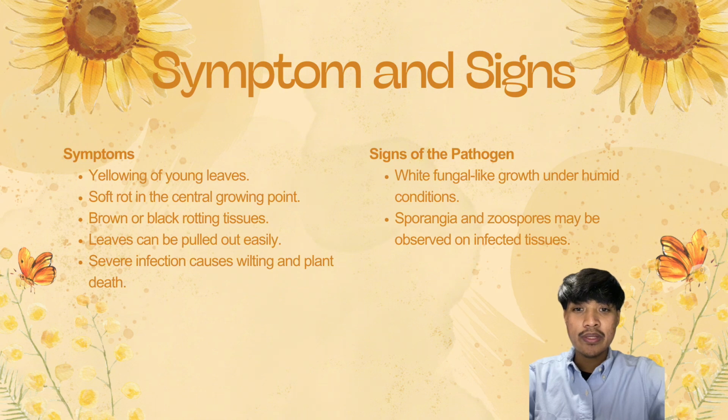The signs of the pathogen are the actual organism itself. In humid conditions, you may see white fungal-like growth on infected tissues. Under a microscope, sporangia and spores can also be observed.